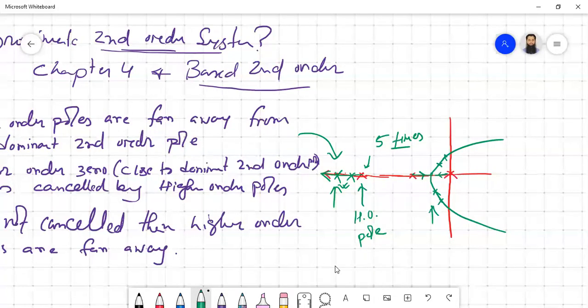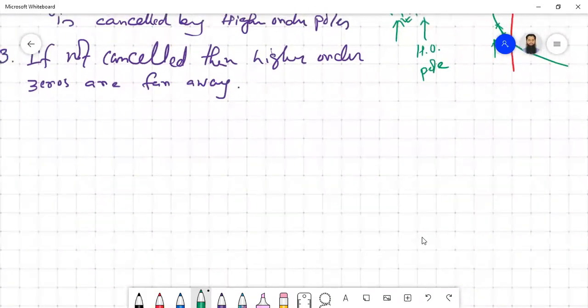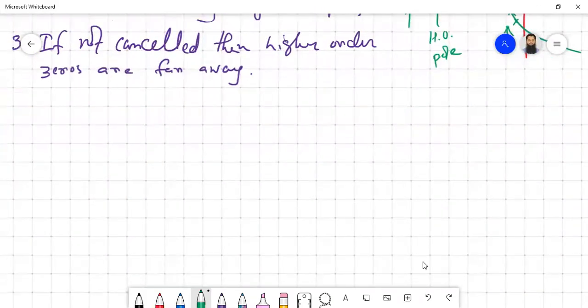And the second approximation is saying that if you have something like this, one pole here, maybe one pole here, then you have a zero here. So this is a higher order zero, and we also have a pole here.